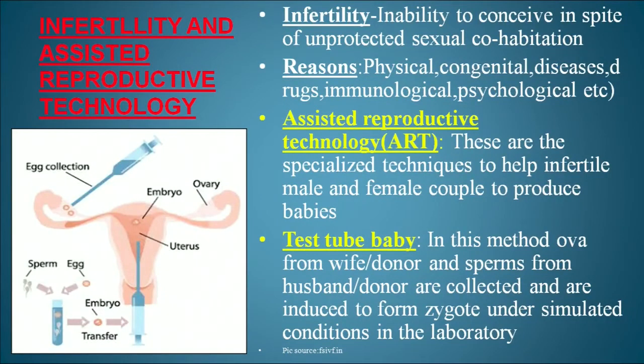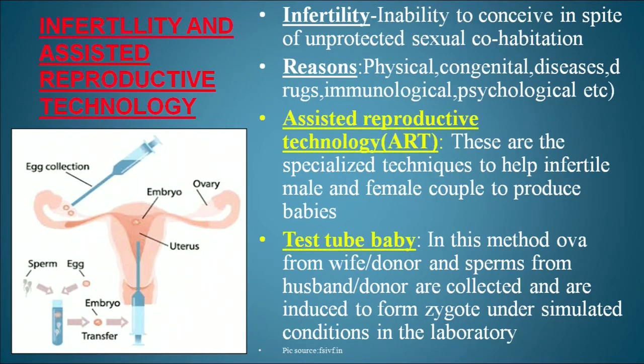Infertility. Inability to conceive in spite of unprotected sexual cohabitation is called infertility, and people who exhibit infertility are called infertile couples. The reasons behind infertility are physical, congenital, drugs, immunological, psychological, etc. To cope with the problem of infertility, we have assisted reproductive technology, also called ART. These are specialized techniques to help infertile couples produce babies.